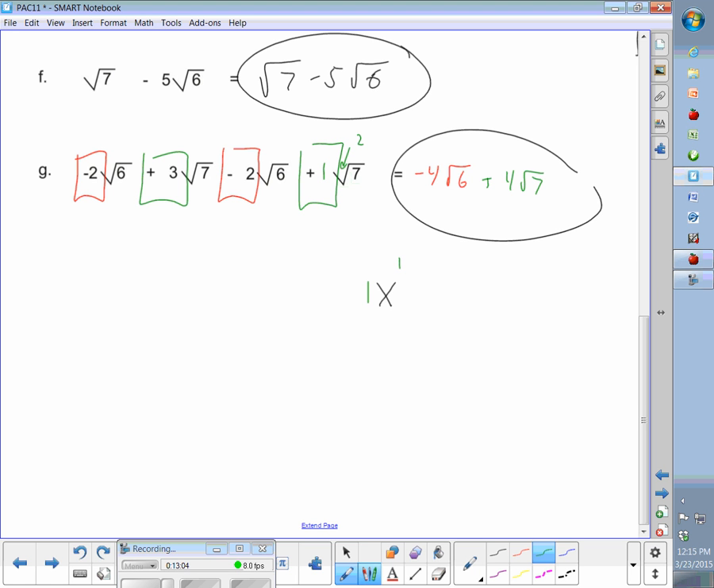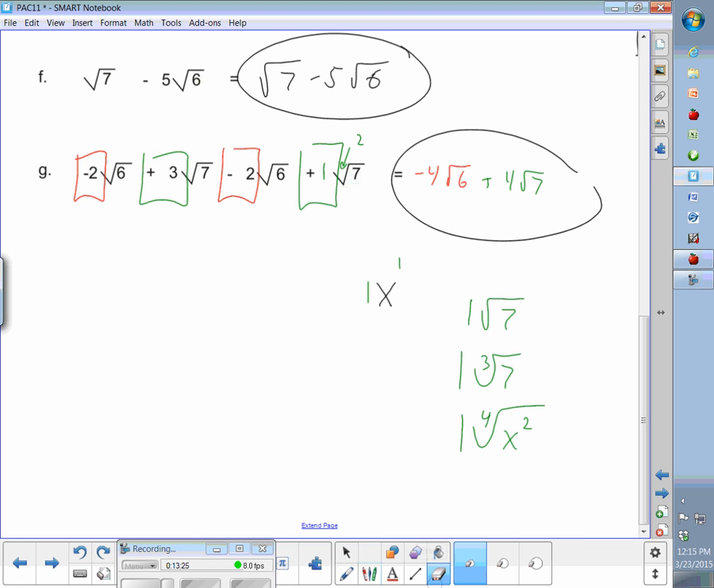So a square root of 7 is the same as 1 times the square root of 7. Just like the cube root of 7 would be the same as 1 times the cube root of 7. And if we had a 4th root of x squared, it's the same as 1 times the 4th root of x squared. We never show those 1s in front, and it's what gets students a lot of times because they don't think about that 1 being there. But it is. And the more you do it, the more used to it you get, and you don't have a problem with it. Okay? All right, let's do the next page.